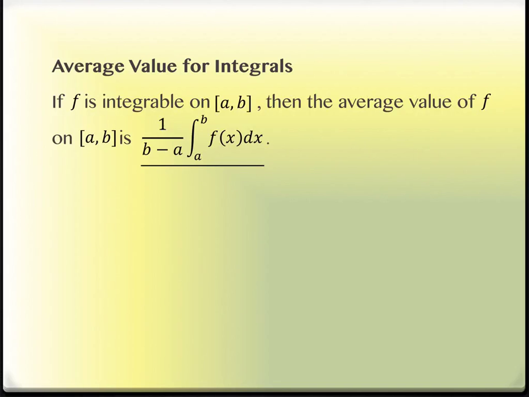That 1 over b minus a is dividing by the width of your interval. So imagine what we've actually done here is we've said that our a is here and our b is here, and then b minus a is just the width of the interval. So that's what's going on here. We're averaging it by dividing by the width.